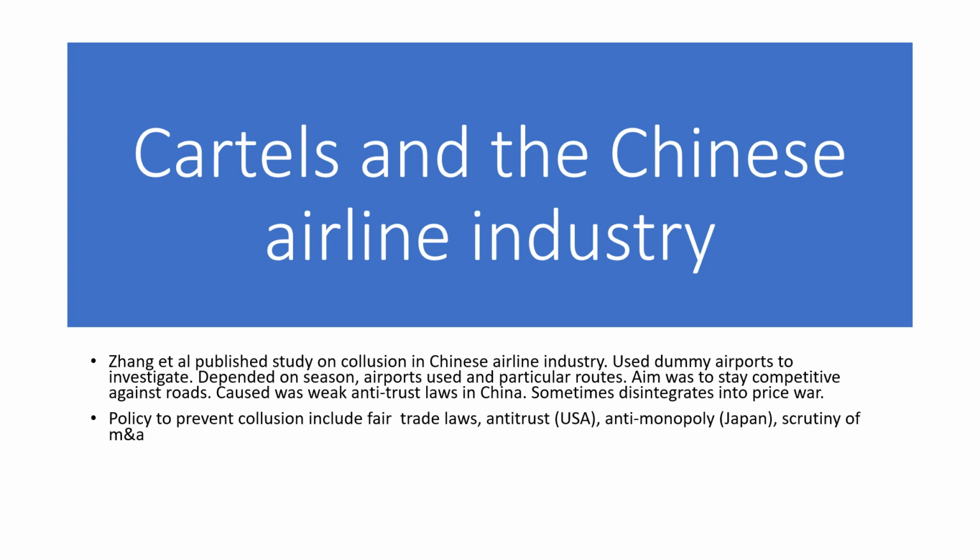So that was a really interesting study about the Chinese airline industry and whether or not there was evidence of collusion. A lot of countries have strong laws to prevent collusion, including fair trade laws, the antitrust laws of the USA, the anti-monopoly laws of Japan, and a lot of scrutiny around mergers and acquisitions to make sure that there's not too much influence, especially around mergers. So when two big players come together, there's not too much influence held in a single company.